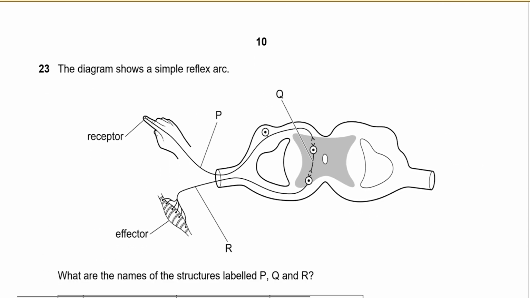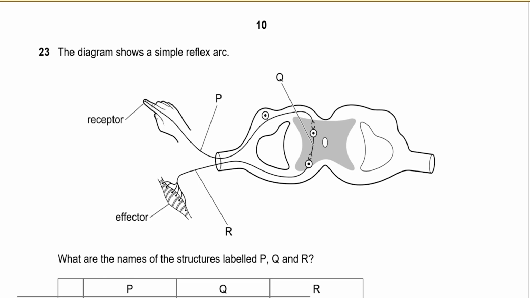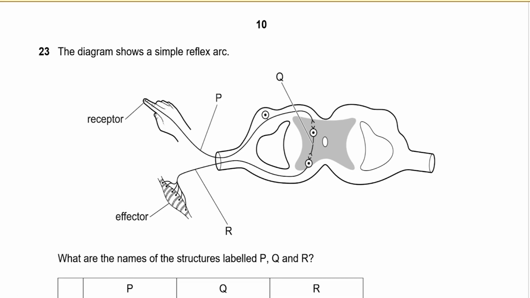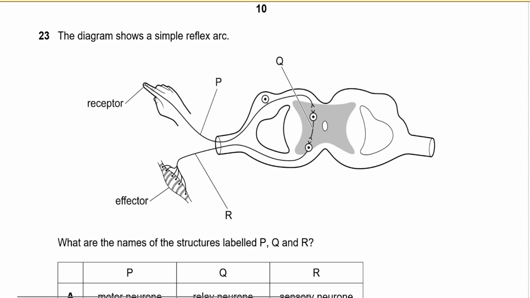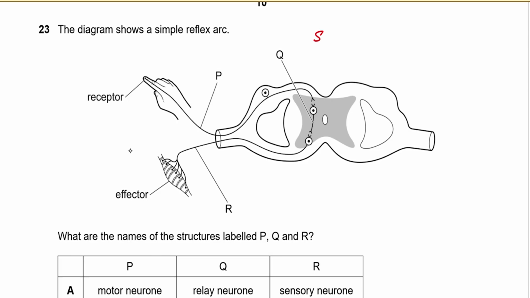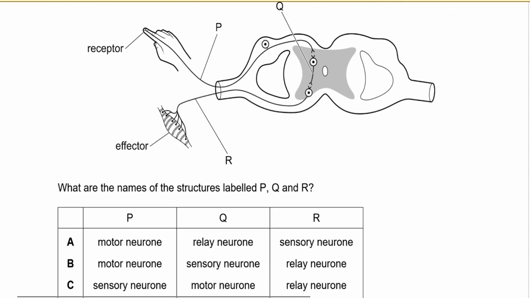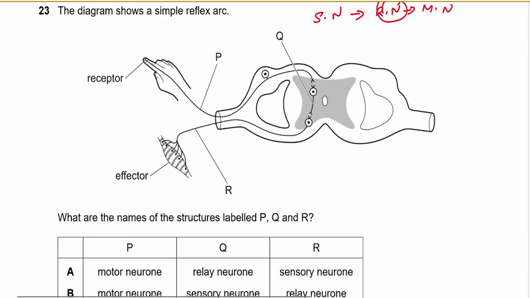Number 23 says, the diagram shows a simple reflex arc. A reflex arc is a path that is usually taken by a reflex action. This path usually starts from a sensor neuron, then from the sensor neuron it goes to the relay neuron, and from the relay neuron it goes to the motor neuron. And of course you'll find a lot of relay neurons centered in the central nervous system. So what are the names of the structures labeled P, Q, and R?